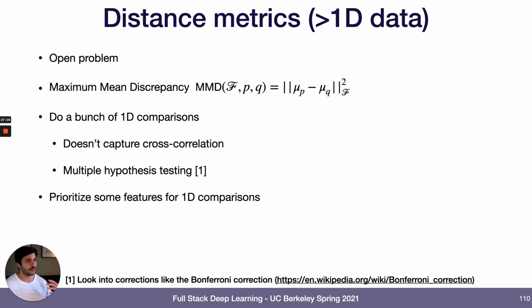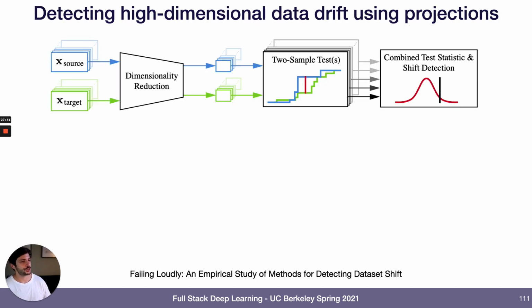Rather than doing the comparisons for all of your features, you might also prioritize some of the features. You might use some of the interpretability methods that we talked about last week, like feature importance, and just say, okay, we're only going to measure drift along the 10 most important features. And then the last category of techniques that I'll mention here is called projections.